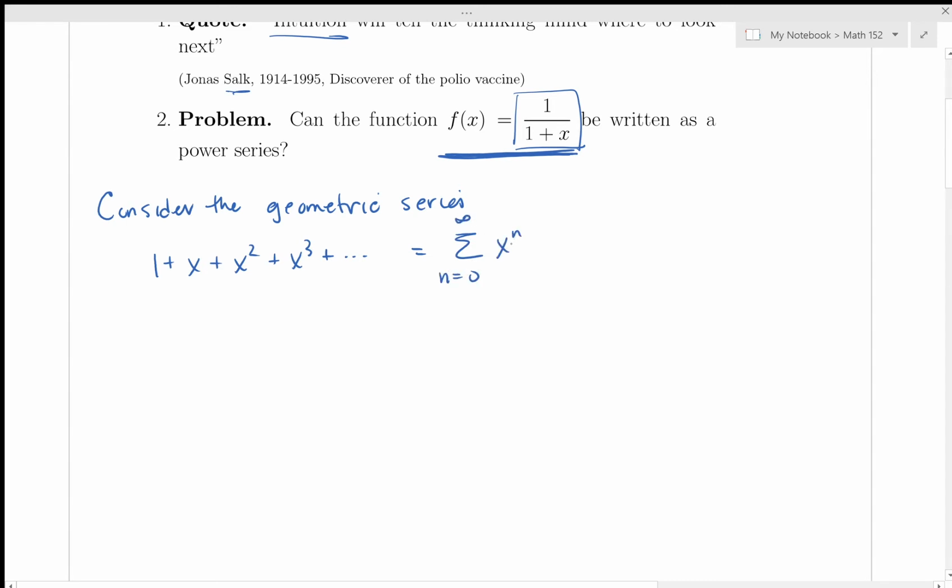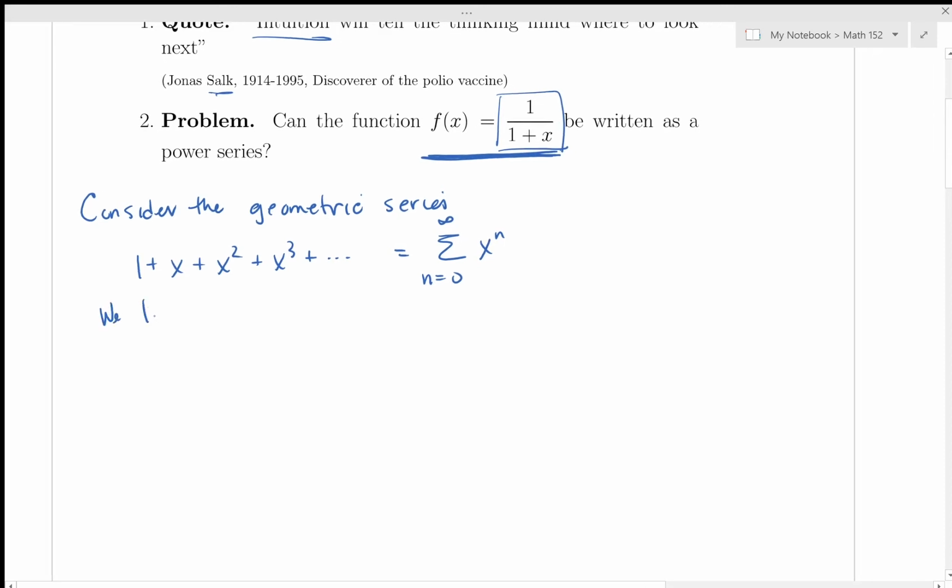And we also know that if we have this condition, the absolute value of x is less than 1, then we can write a closed form solution for this, the sum of x to the n, as being 1 over 1 minus x. So we have two different representations of a function.